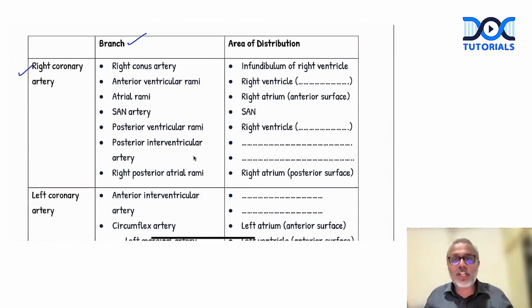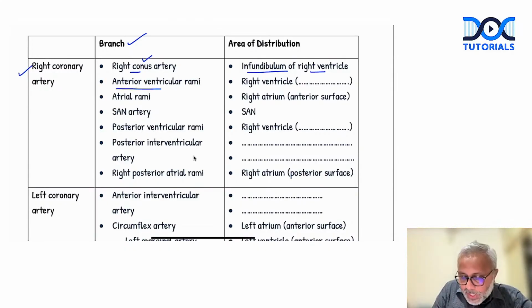The right coronary artery gives off the following branches. The first branch is called the conus artery. Remember, whenever we use the term conus, we are referring to the pulmonary infundibulum, right? So right conus artery supplies the infundibulum of the right ventricle. Again, I'll repeat, conus refers to the infundibulum of the right ventricle.